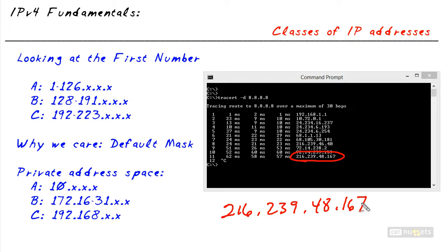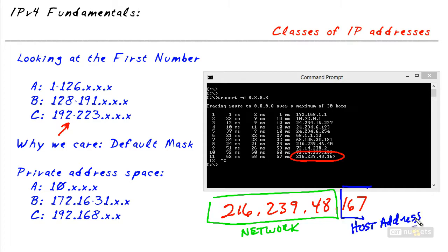So I can see the light bulb going on for a lot of you right now. You're saying, okay, Keith, I got this. 216 is the very first octet. 216 falls in a class C address, and by default, for class C, the first three numbers are the network. So the network address is 216.239.48. It is first, and then secondly, you apply the default properties for the mask for that address. In the case of a class C, the first three numbers are the network address, leaving the last number for host addressing.